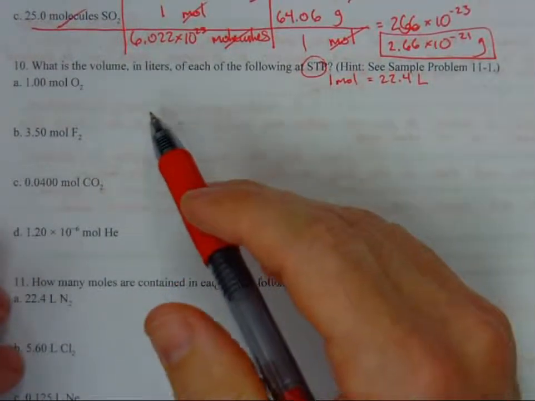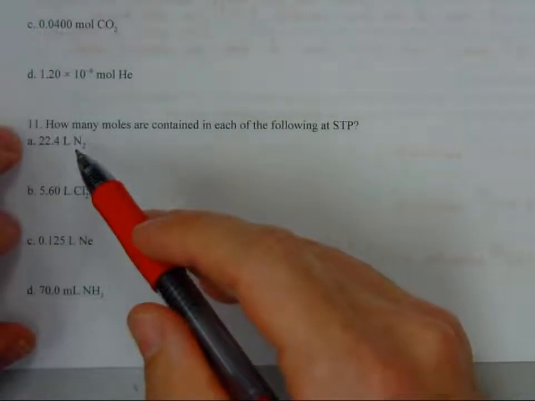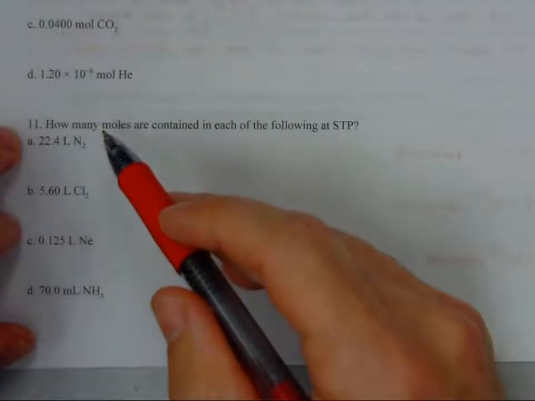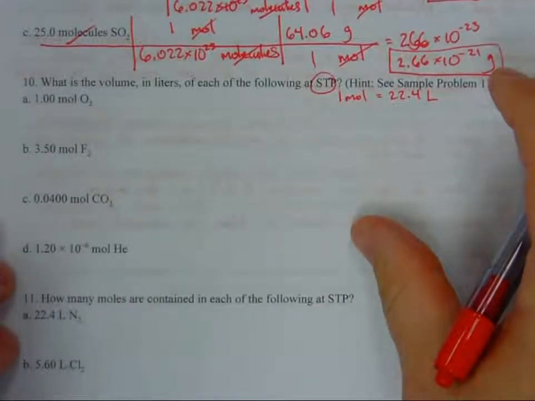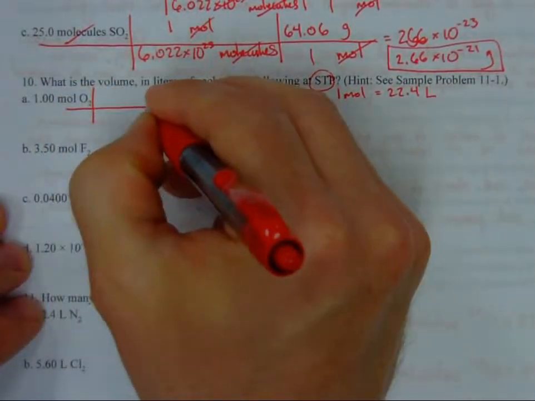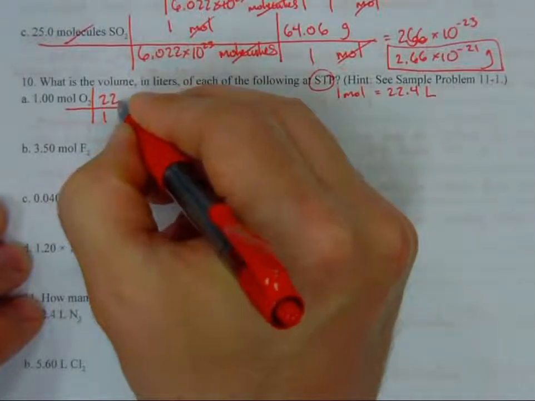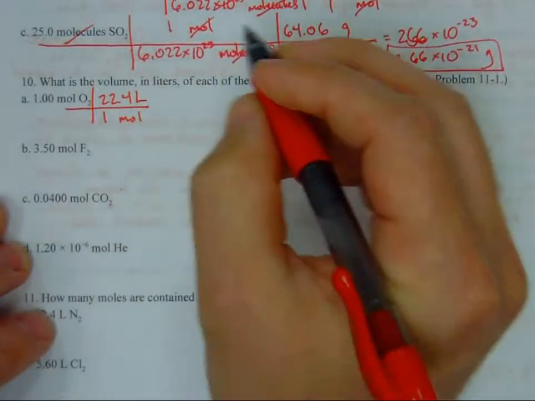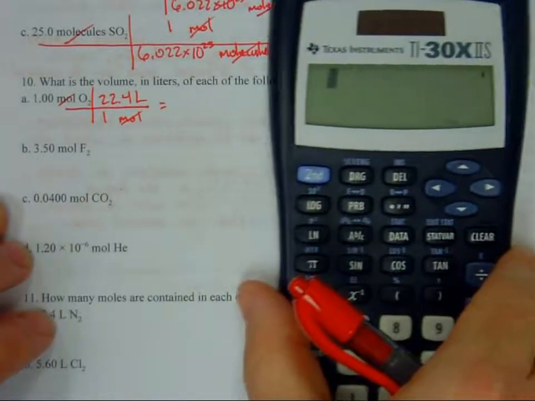So for number 10, we're going to go from moles into liters, and you guys can peek ahead. For number 11, you're going to convert from volume into moles, right? So we're going to be doing this both ways. Number 10, we're going from moles into volume. So simple conversion factor. For every 1 mole of a gas, there's 22.4 liters. Moles cancel. I'm left with a simple calculation.